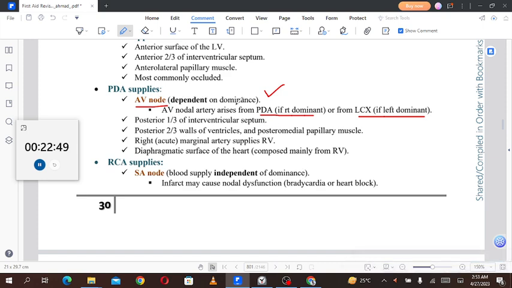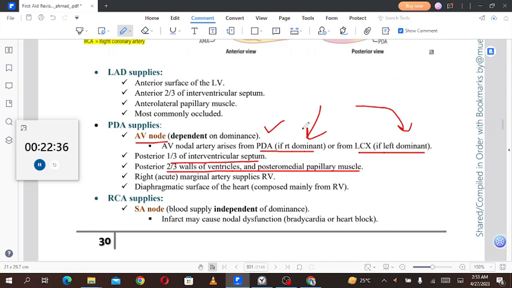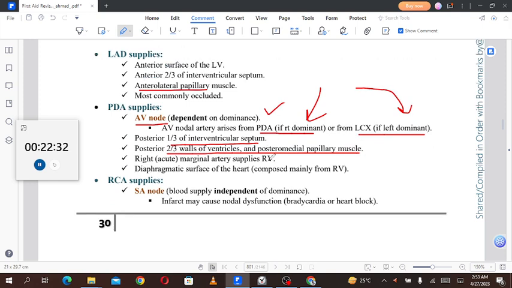Dependent on the dominance, the AV nodal artery arises from the posterior descending artery if right dominant, and from the left circumflex artery if left dominant. It is going to supply the posterior 1/3 of the interventricular septum, posterior 2/3 of the wall of the ventricles, and the posterior medial papillary muscle. It was supplying the anterolateral papillary muscle, and this is supplying the posterior medial papillary muscle.